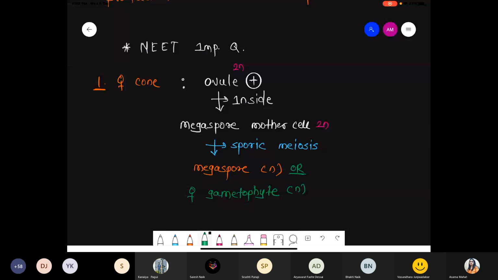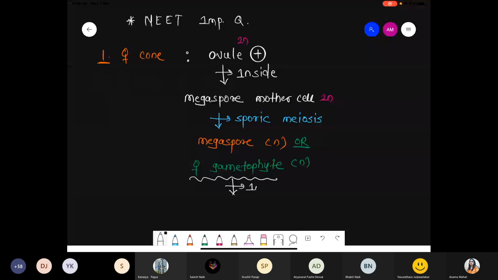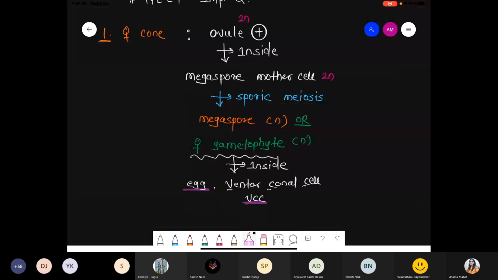Inside this megaspore, or inside this female gametophyte, there is a presence of egg cell, as well as a presence of venter canal cell, VCC. So there is a presence of two different types of cell. Number one, egg, and the other one is the VCC cell. So both are present. Egg ploidy level is also haploid. VCC cell also is haploid. Right? So quickly I'm revising this part.